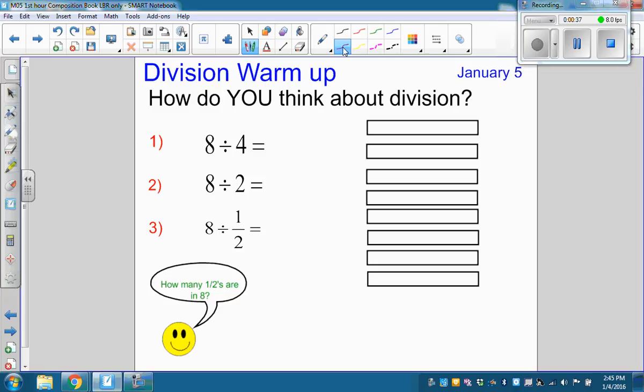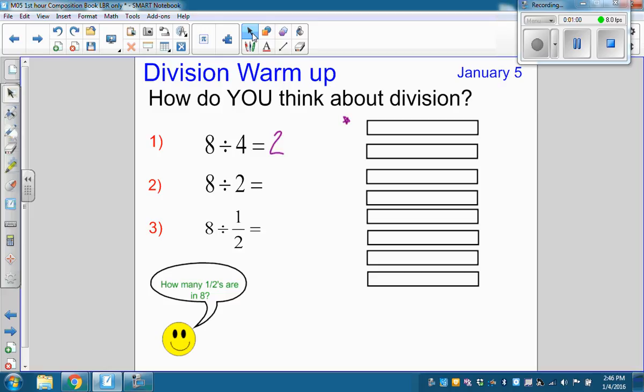Before we get started, we're going to look at some review problems from way back in elementary school. Even though you know the answer to 8 divided by 4 is 2, you might not know what that means or the reason that's true. So over to the right here, we have 8 wholes, and we're asking how many groups of 4 are in that 8 wholes. That's what a division problem means.